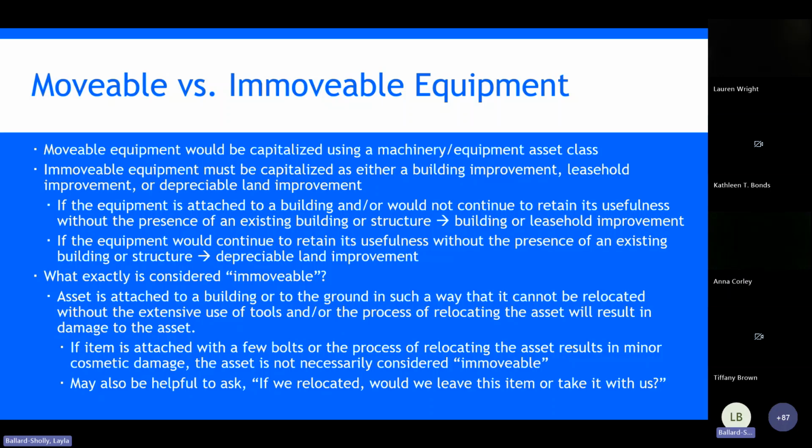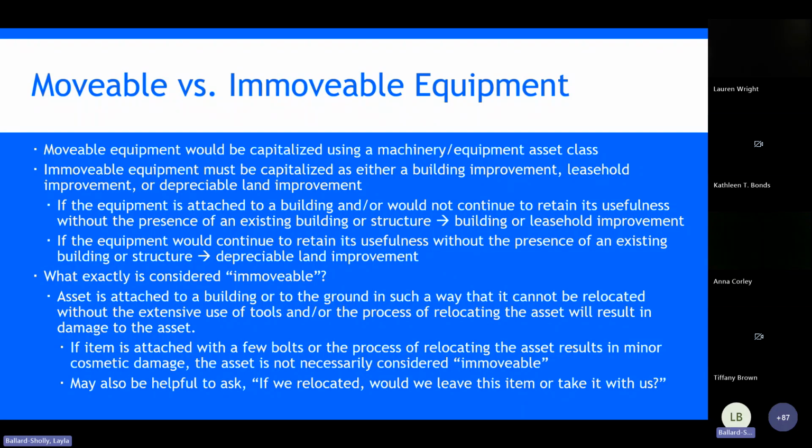But what exactly do we consider immovable? If the asset is attached to a building or to the ground in such a way that you cannot relocate it without the extensive use of tools and or the process of relocating the asset will result in damage to it. I should have put significant damage, because I don't just mean minor cosmetic damage, something that would affect the functioning of the asset. Then most likely you need to consider that immovable. With capital assets, there's usually always some sort of exception, so I don't want to say that's the absolute rule, but that does generally apply to most things.